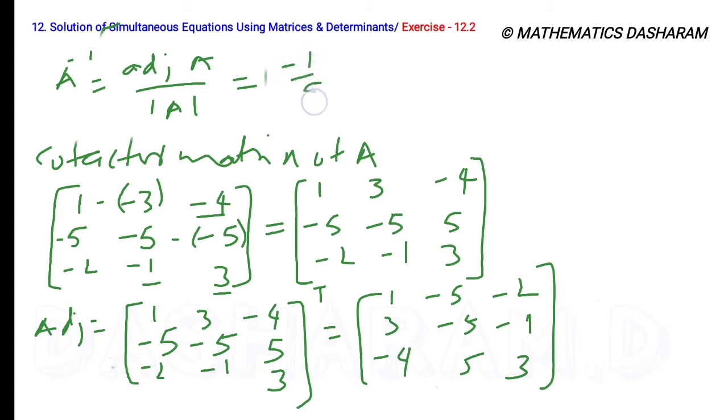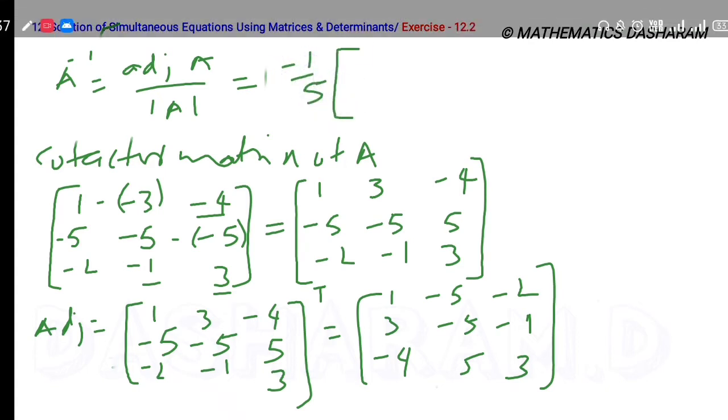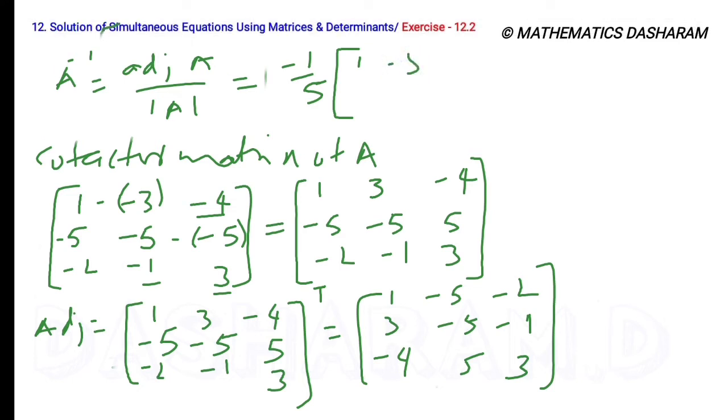So minus 1 by 5 into the adjoint matrix: 1 minus 3, 1, minus 5 minus 2 3, minus 5, minus 1, minus 4, 5, 3.